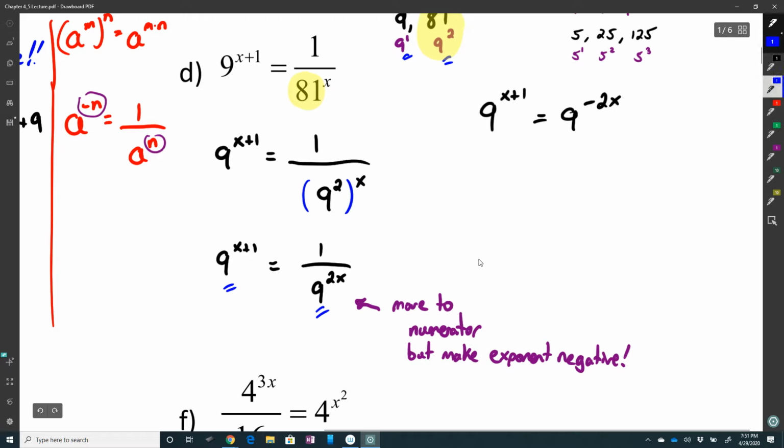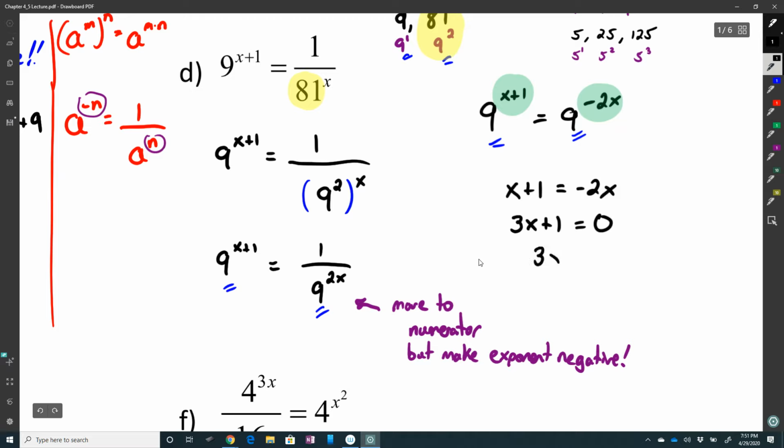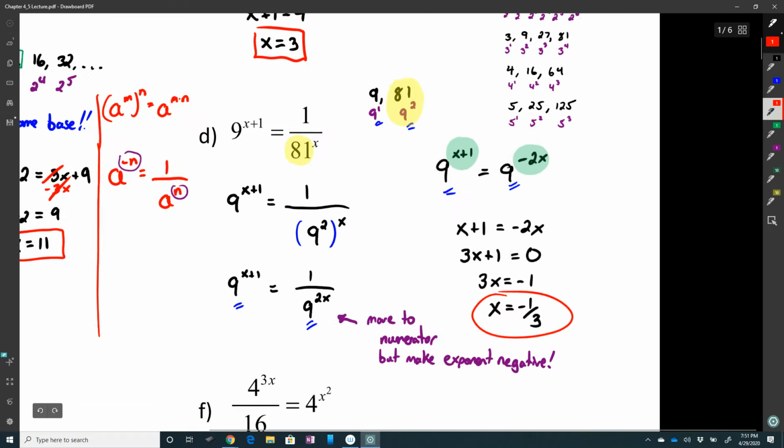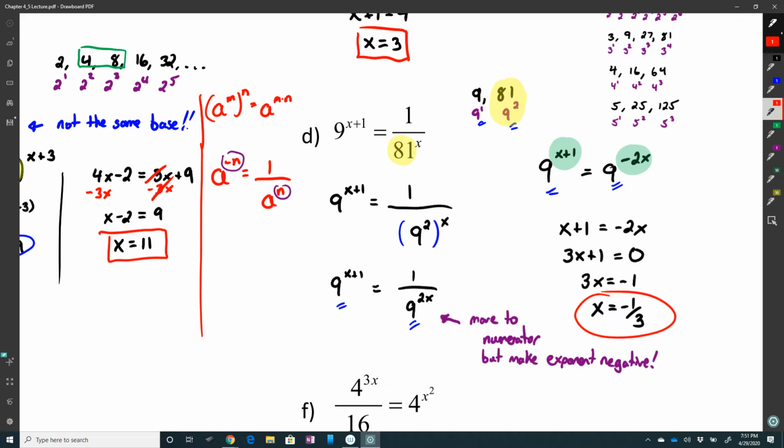And so now it's 9 to the something equals 9 to the something, and I can set my two expressions equal to each other. x plus 1 equals negative 2x. And to solve that, I just add 2x to the other side, and then subtract 1, and divide by 3. There you go. All right. Keep chugging.